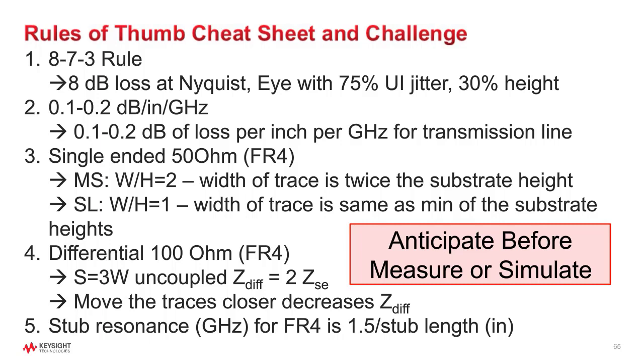Every day with my cat. I will just talk to her, go over it, and just review how it actually works. So make sure you anticipate. If you see a trace that is 10-inch long, make sure you ask for the operating frequency or the data rate. Then number 2, you apply 0.1, 0.2 dB. Do a quick calculation. You will know what to expect for the loss at the Nyquist frequency. So make sure you today, before the end of the week, anticipate before you measure or you simulate.